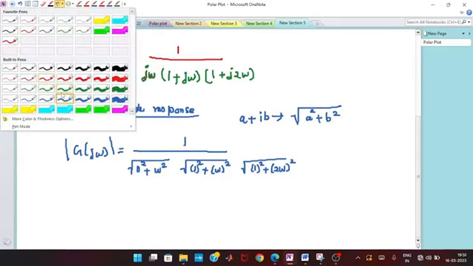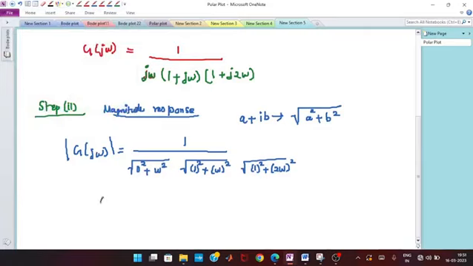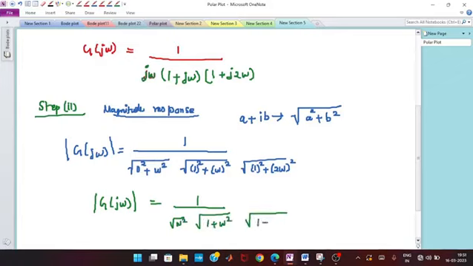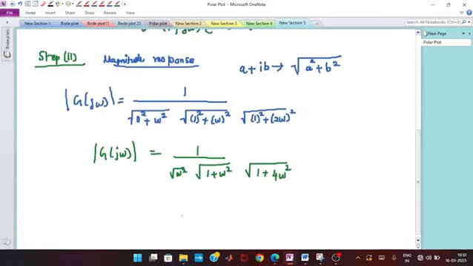By simplifying it, we get the magnitude of G(j omega) equal to 1 divided by square root of 0 square plus omega square, which is square root of omega square, and square root of 1 plus omega square, and square root of 1 plus (2 omega) whole square, which is 4 omega square. So this is the magnitude.